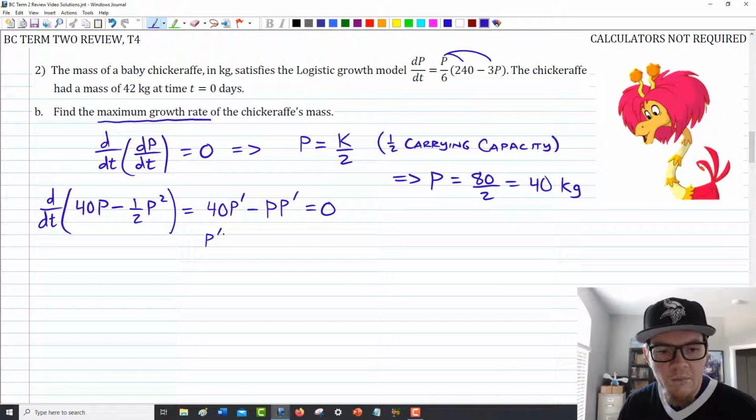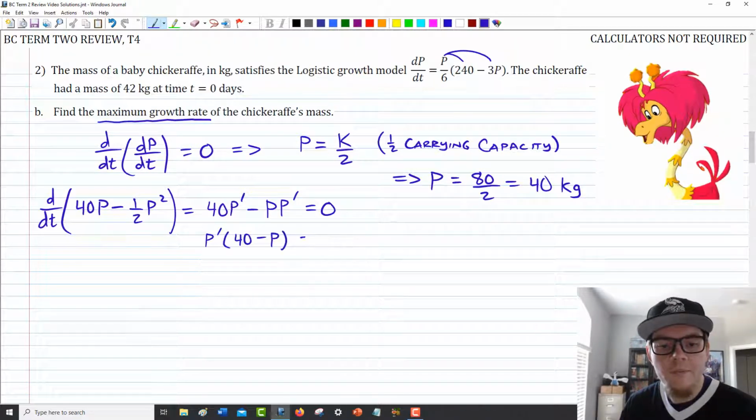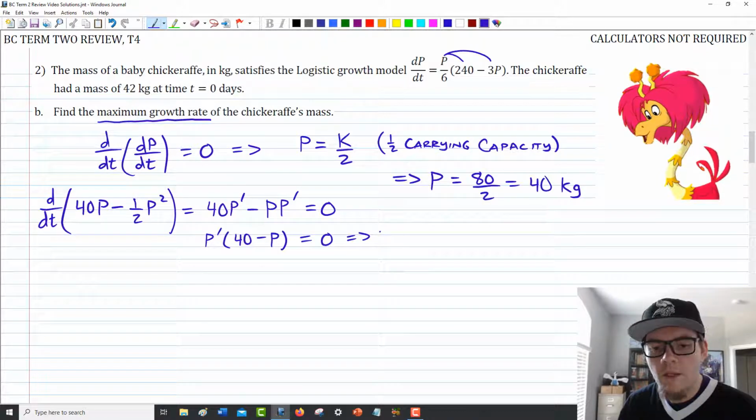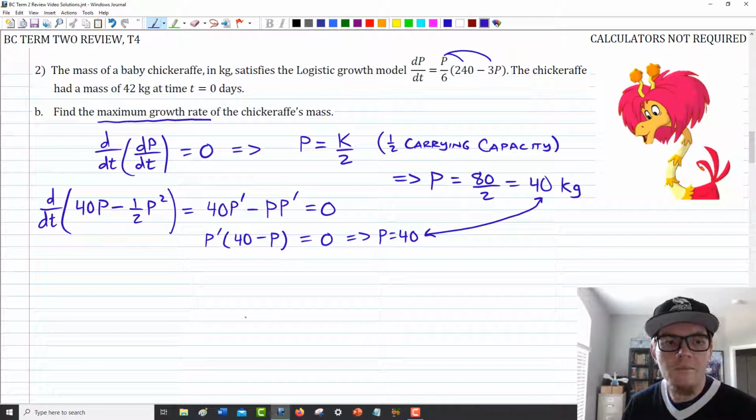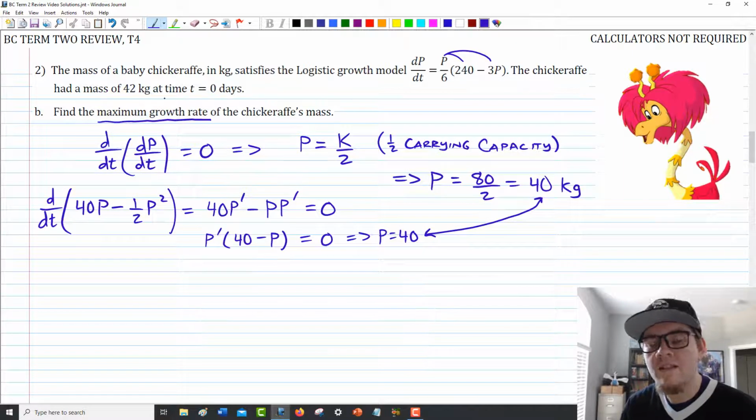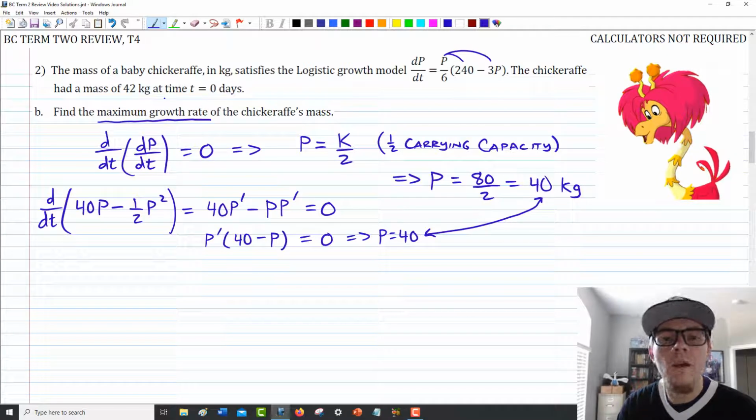So factoring this out, p prime would be multiplied times 40 minus p. And if that's going to be true, then obviously what we're looking at is p equals 40, which matches what we have up there. So basically our mass is 40 kilograms. Now that's not the maximum growth rate. That's saying how heavy Mr. Jenkins, or excuse me, the chickaraf would be when it has the maximum growth rate.